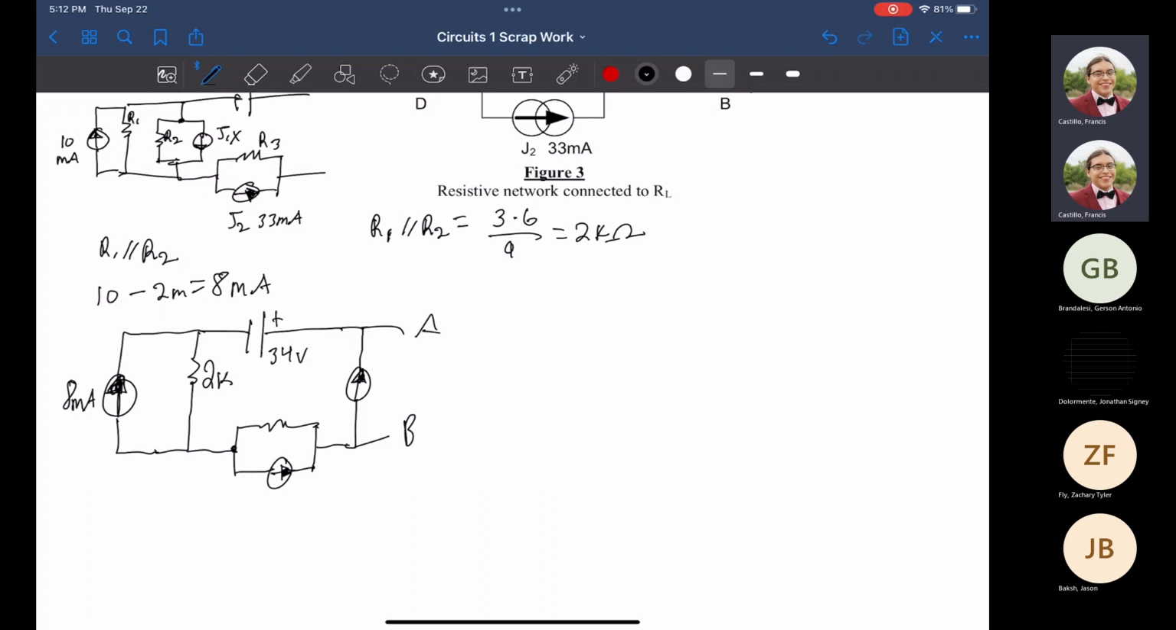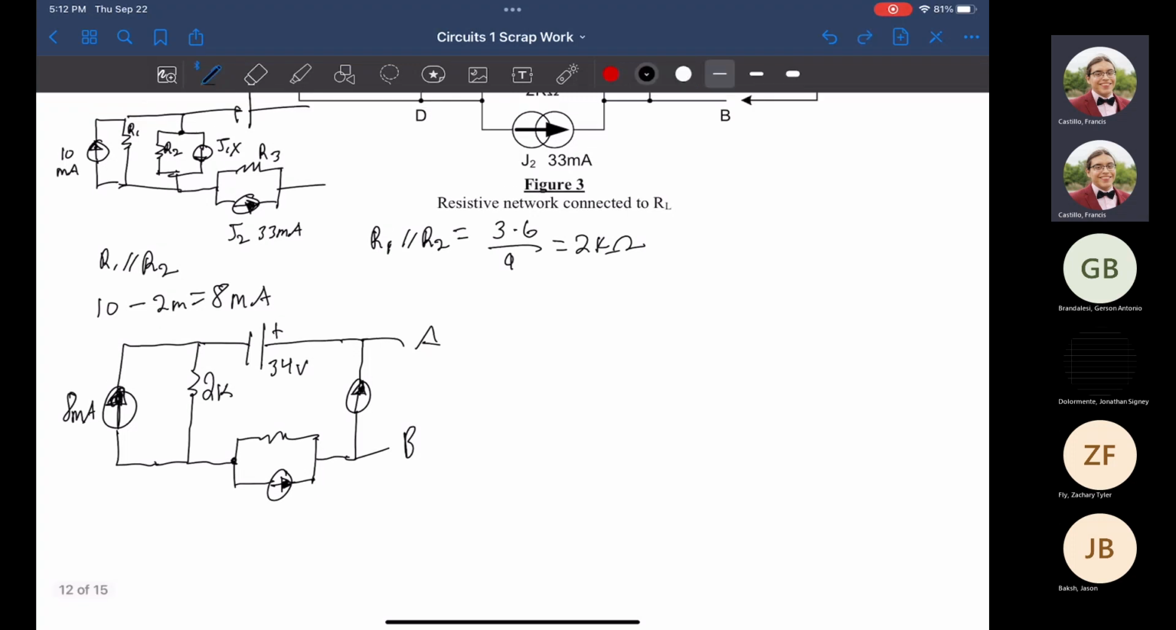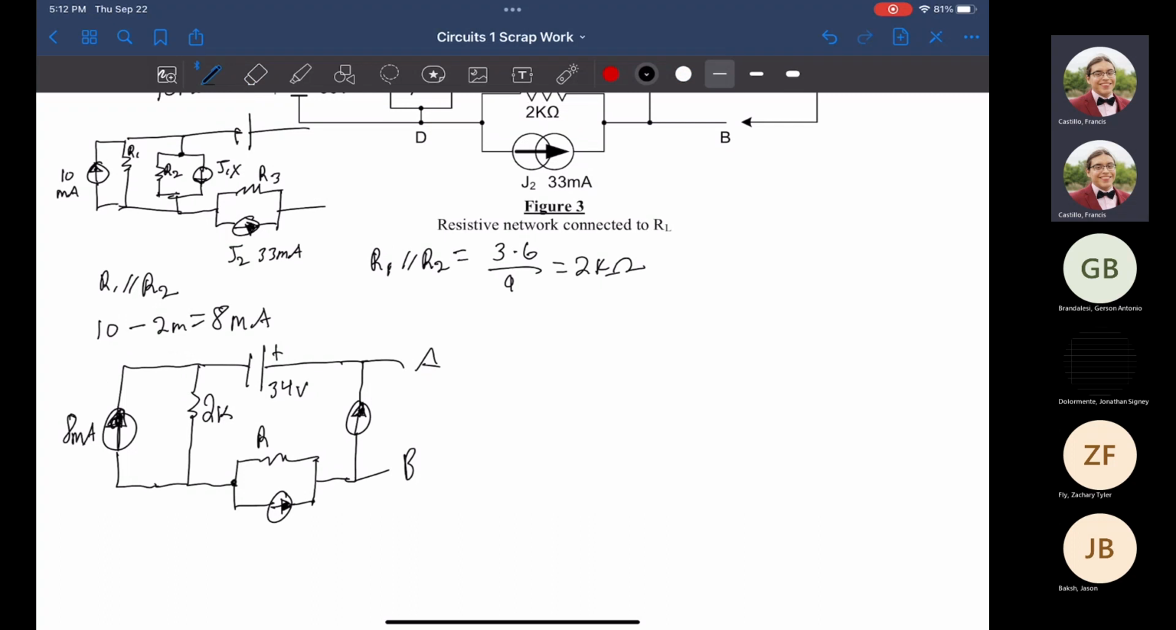So this is 34 volts. This is, I did that accidentally. It's going to be R3, which is going to be 2k there. And then J2, which is going to be 33 milliamps. And then this is J3, which is 10 milliamps.